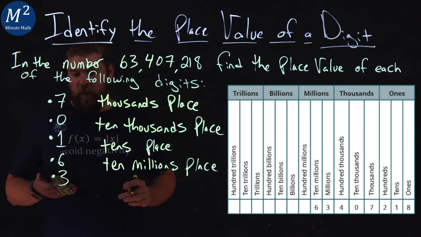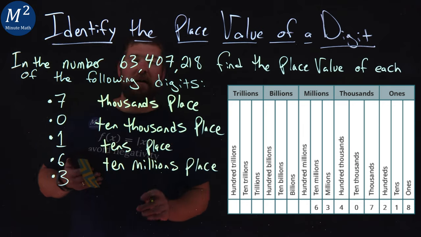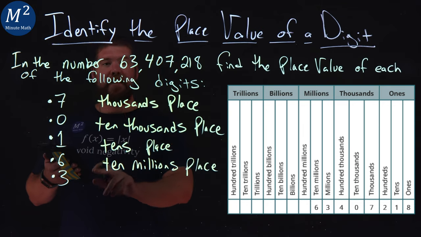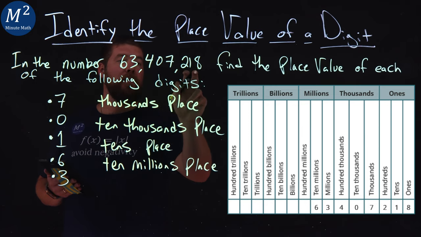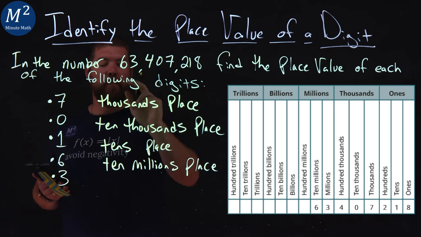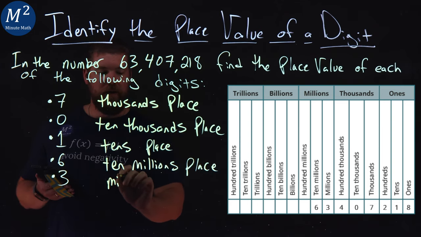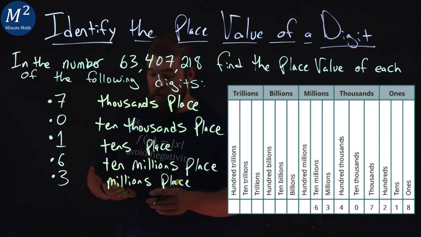And lastly, we've got the 3. The 3 is going to be in the millions place right here. Go over, we had the hundreds and thousands, then the 100,000s, and then this is the millions. So we have the millions place right here. And there we have it.